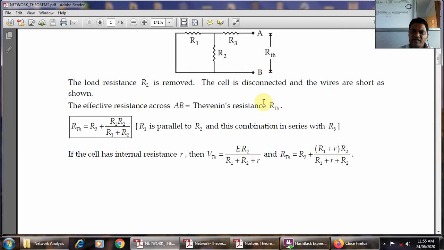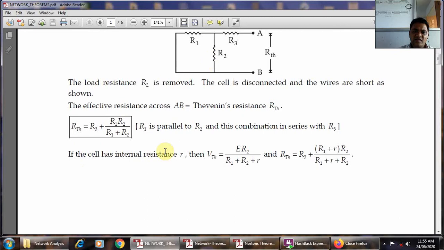Then this RTH equals R3 plus R1 in parallel with R2, means R3 plus R1 R2 upon R1 plus R2. R1 is parallel to R2 and this combination is in series with R3, means R3 plus R1 in parallel with R2, as we told earlier.